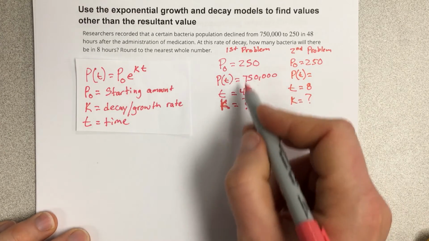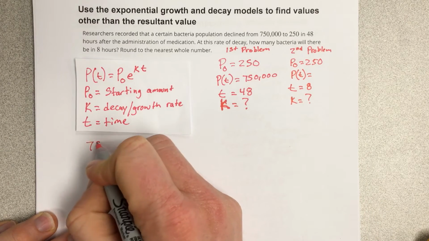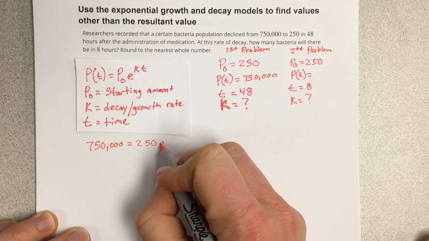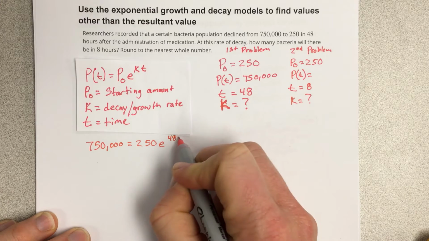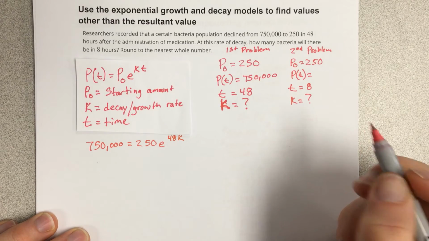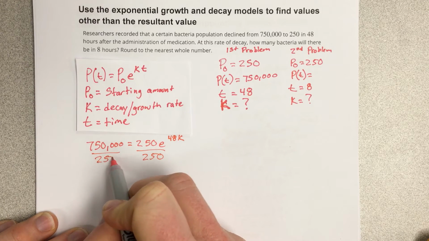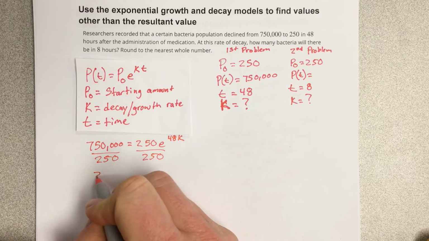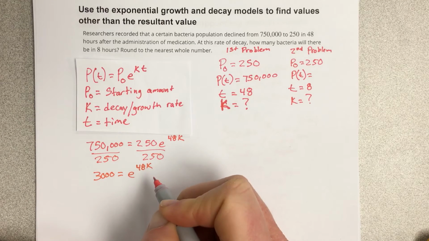So we'll start by plugging in what we know. We have 750,000 is equal to 250 e to the 48K. And then I'm going to divide by 250 on each side. So 750,000 divided by 250 is 3,000 equals e to the 48K. Take the natural log on both sides.